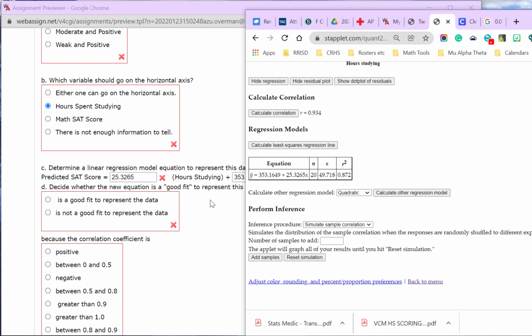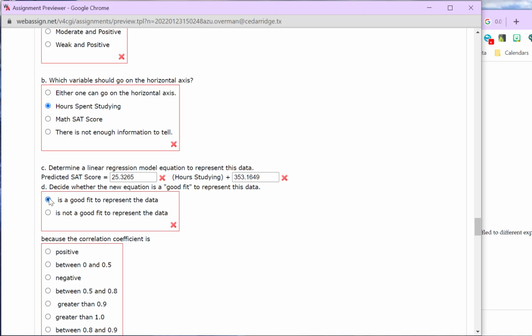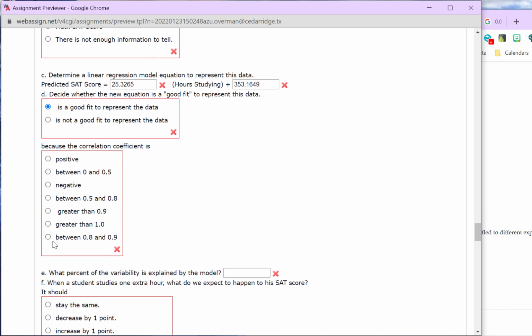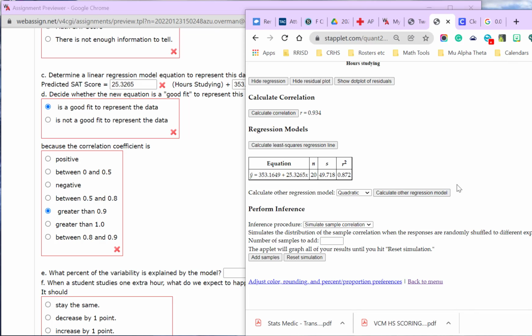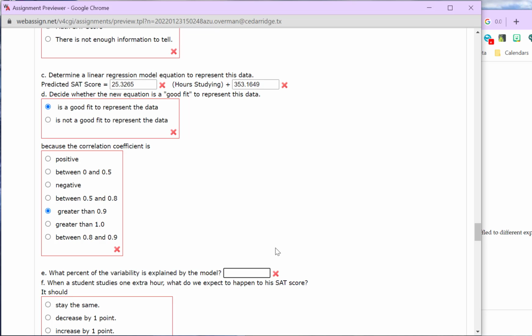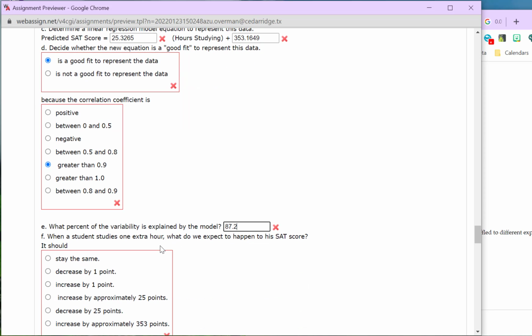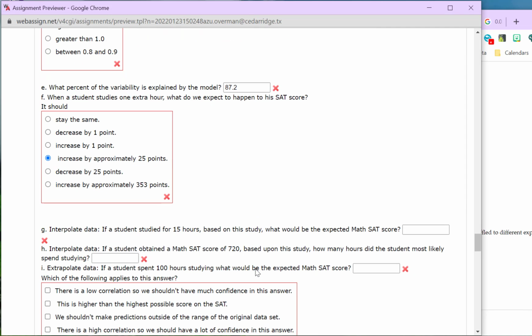All right. And I would say this is a very good fit because the correlation is greater than 0.9. We'll never get a correlation greater than 1. What percent of variability is explained by the model? 87.2%. Now, I'm guessing that I'd leave the percent off. That seems odd. All right. When a student studies 1 extra hour, what do we expect to happen? Well, our slope is 25, so we expect their score to go up by 25 points.